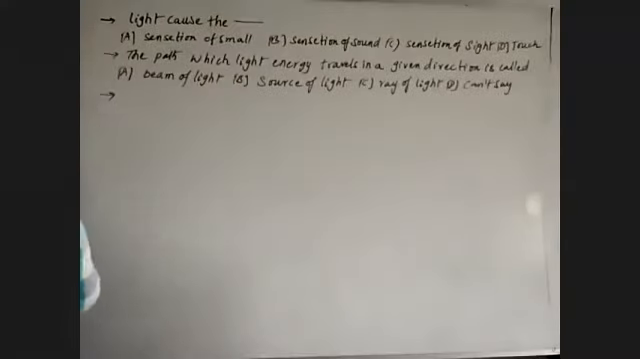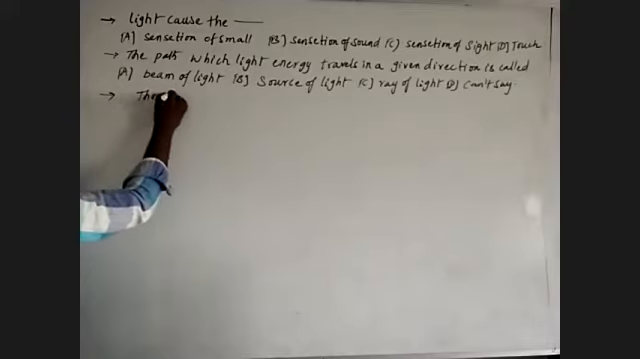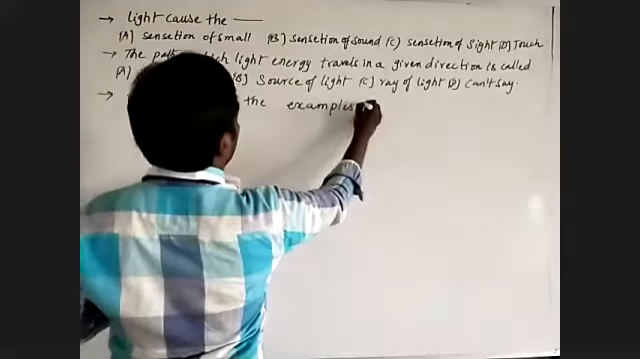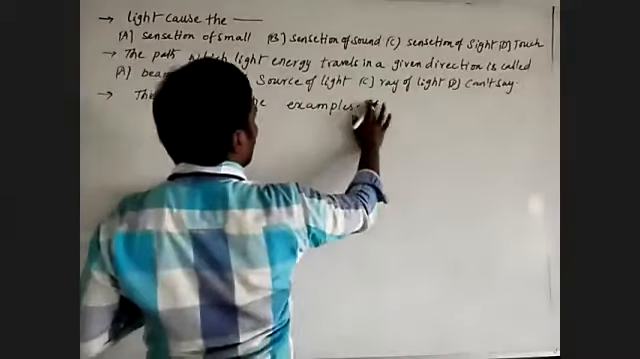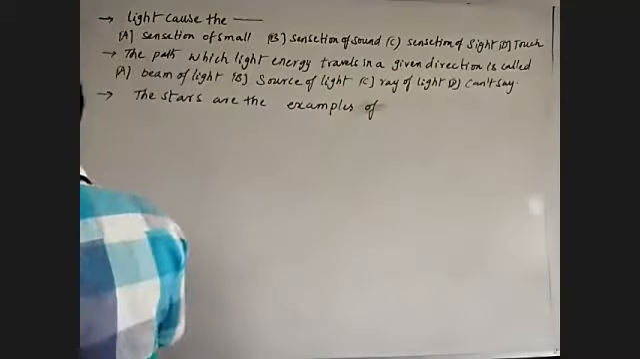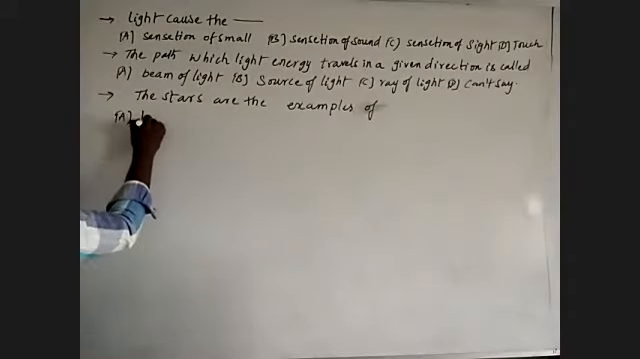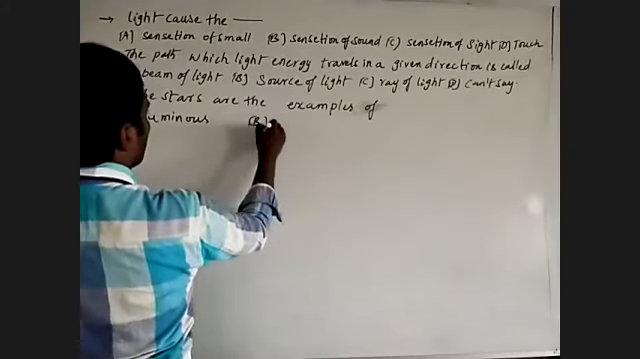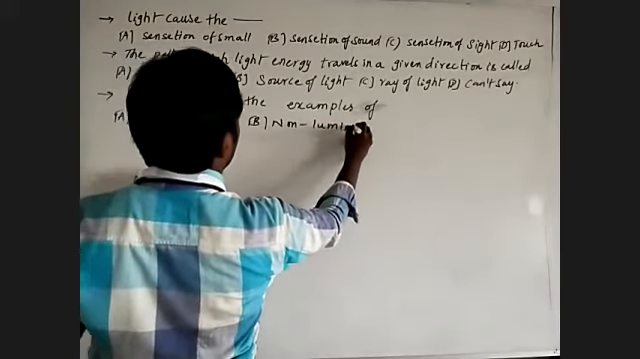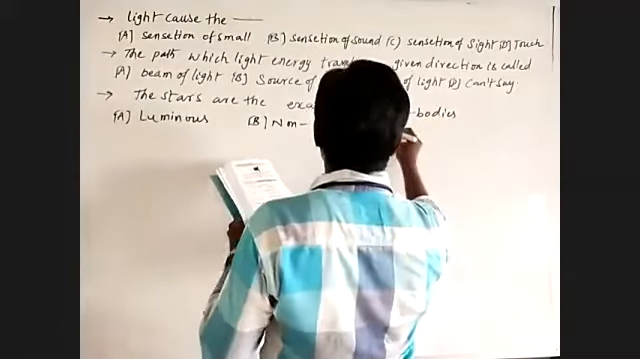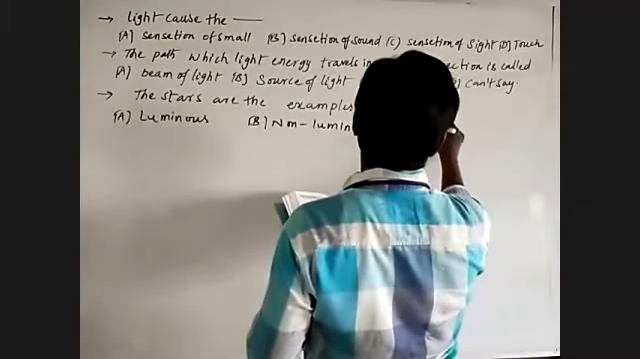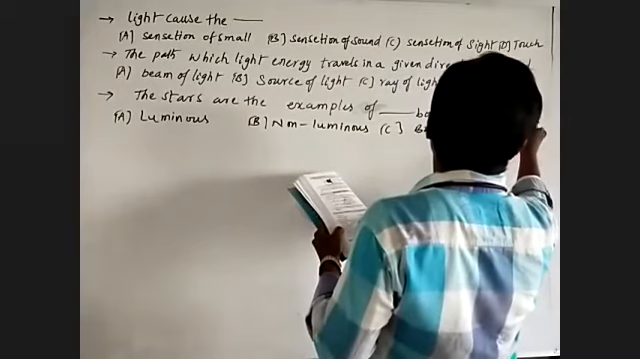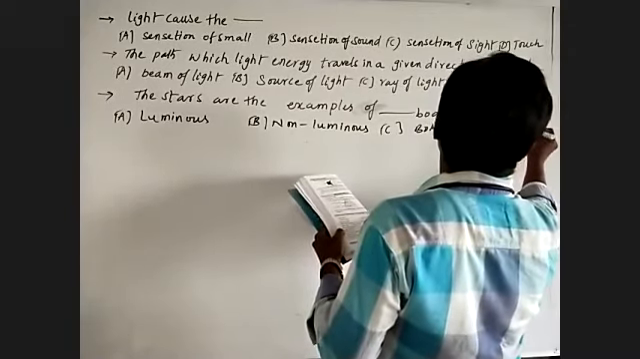Next, the stars are the example for: luminous, non-luminous, both A and B, neither A nor B.